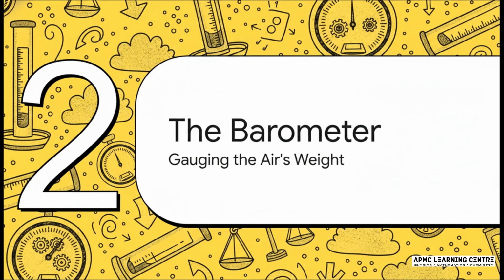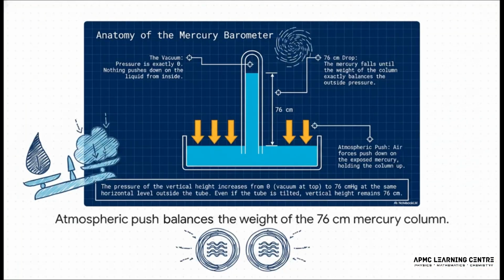Okay, so how do we actually measure the weight of this invisible ocean of air? I mean, you can't just put it on a scale, right? For that, we need our very first tool in our architect's toolkit. It's called the barometer. And honestly, it's a device of beautiful, elegant simplicity designed to do just one thing: weigh the air. The way a barometer works is actually just a simple balancing act.